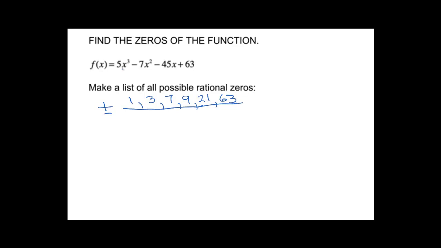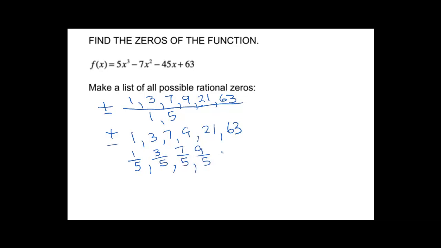over factors of 5. So 1 and 5. So we have plus or minus 1 over, or all of these over 1. So we have 1, 3, 7, 9, 21, and 63. Those were all over 1. And then we have all of those over 5. So 1/5, 3/5, 7/5, 9/5, 21/5, and 63/5.